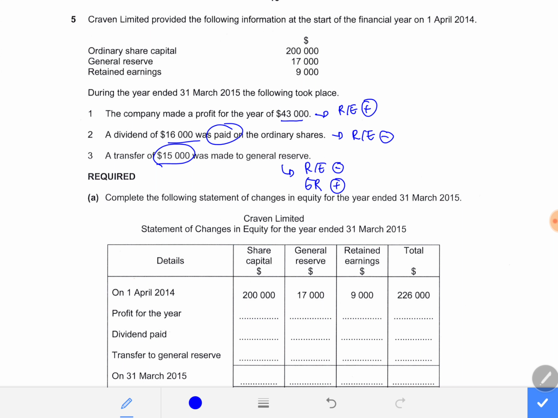Okay. Profit for the year is 43,000, which goes to retained earnings, and the horizontal total is 43,000. Dividend paid will decrease retained earnings, so I put here negative 16,000. Then the transfer to reserve is 15,000, an increase in general reserve, so I put 15,000 under GR and retained earnings negative 15,000. Total is 0. That's how simple it is, yeah?